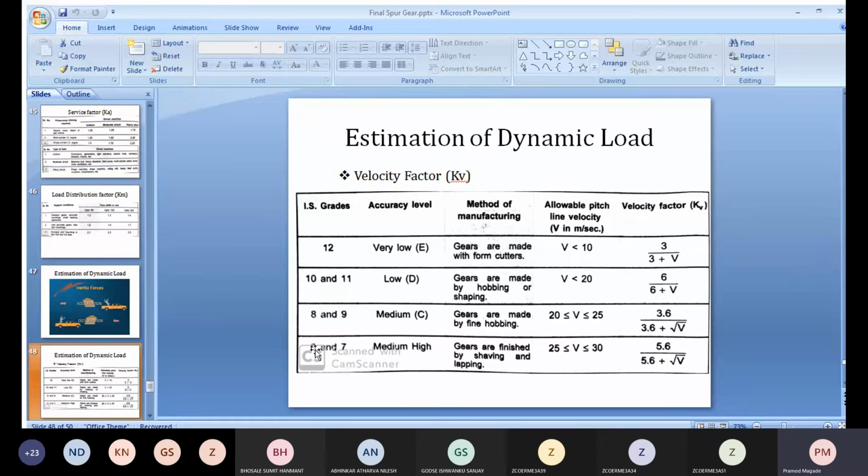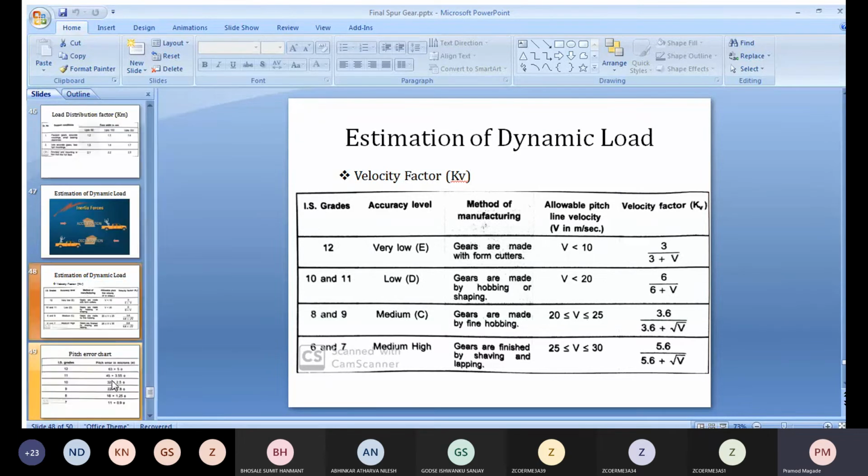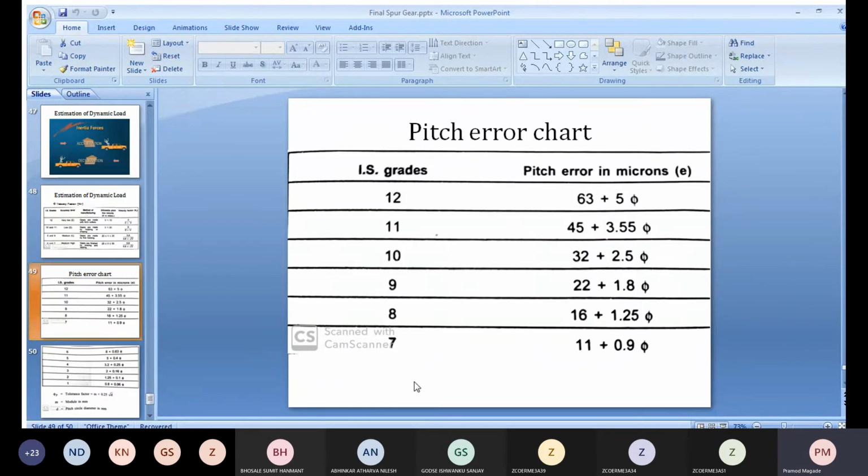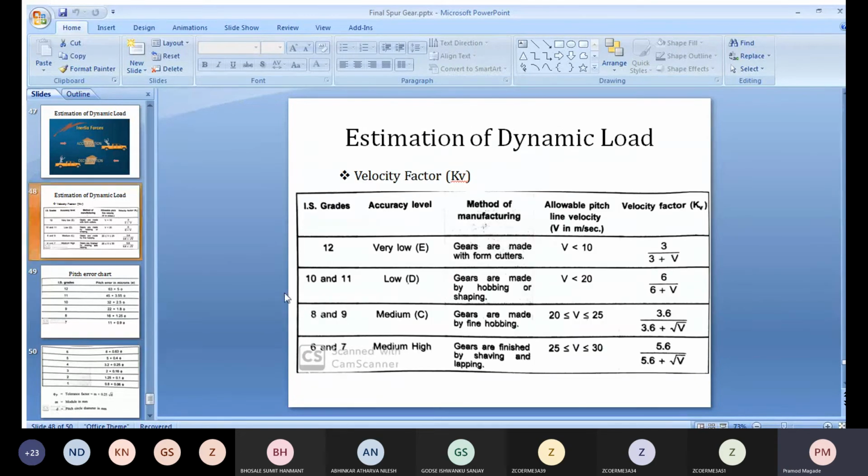The parameter is the highest grade. Grades are 12, 10, 8, 6 to 7 and so on. असतील. So 6, 7, 8, whatever it may be. So the grades are there. Then accuracy level doesn't matter for us. Methods of manufacturing: gear is made by hobbing, shaving process, cutters. Gears are made by cutting process, lapping process, honing process. या processes दिलेले आहेत. म्हणजे काय methods of manufacturing.